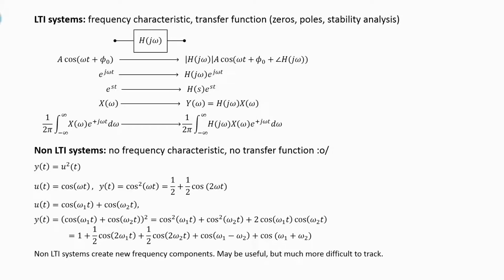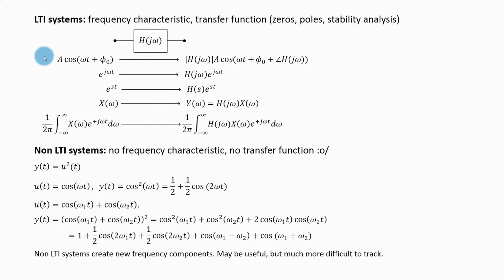Now let's take a look why do we care so much if something is linear or not. Basically, except for some work with non-zero initial conditions, our previous work was with linear time invariant systems, or LTI systems. Now for those linear time invariant systems, we developed a body of useful theory that allows us to examine and sometimes even build those LTI systems. We learned about things such as frequency characteristic, transfer functions, zeros, poles, and stability analysis. And all these things were derived only for the linear time invariant systems.